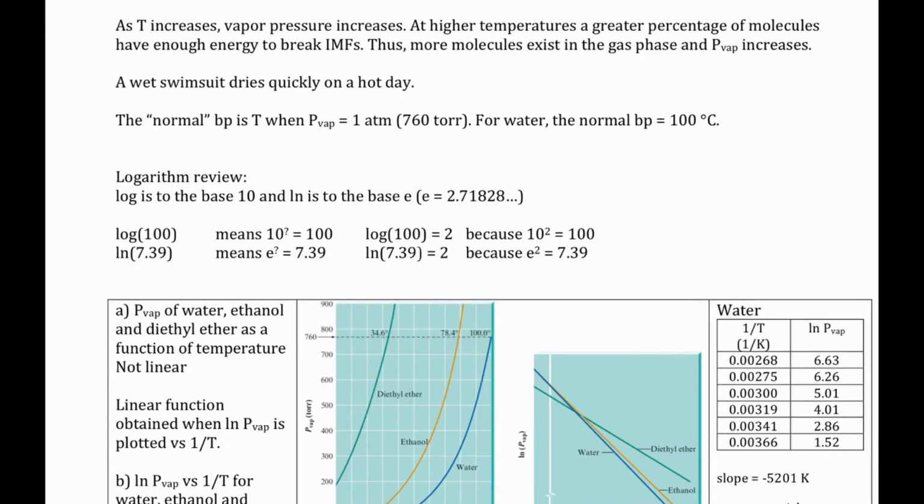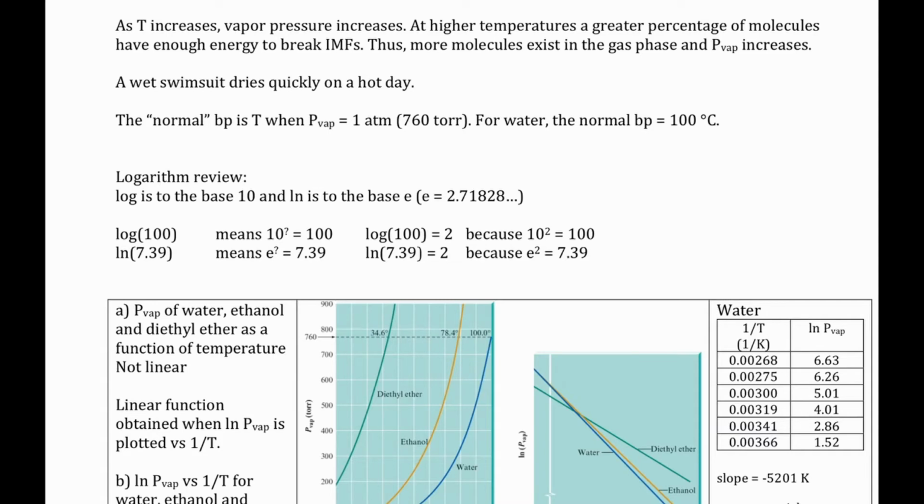As temperature increases, vapor pressure increases. We saw that on the graph. At higher temperatures, a greater percentage of molecules have enough energy to break the IMFs. Thus, more molecules exist in the gas phase at the higher temperature, and the vapor pressure increases. For example, on a hot day, a swimsuit dries a lot more quickly than it would on a cooler day.